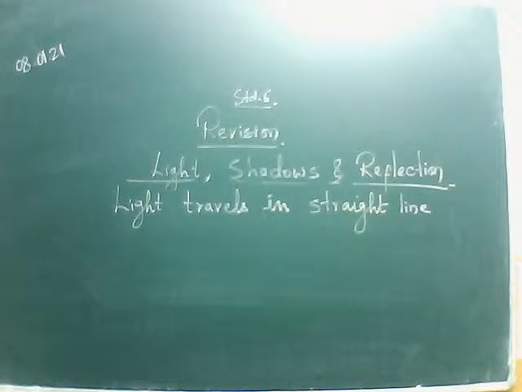Light travels in a straight line. What is this property called? Light travels in a straight line. What do we call this property? What is this property called?